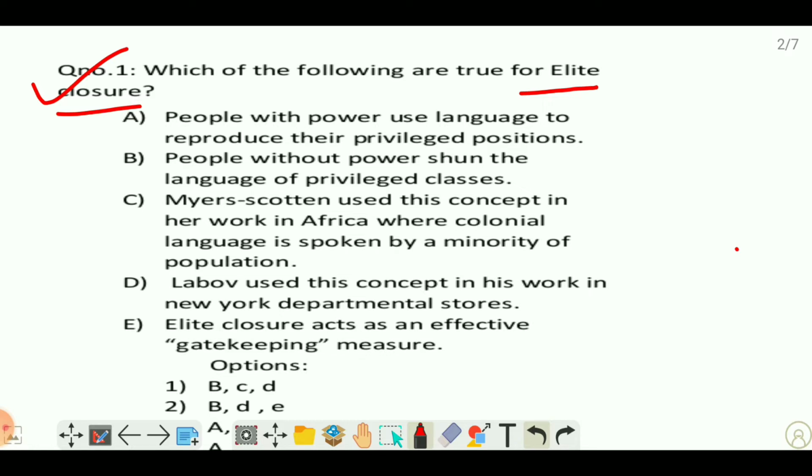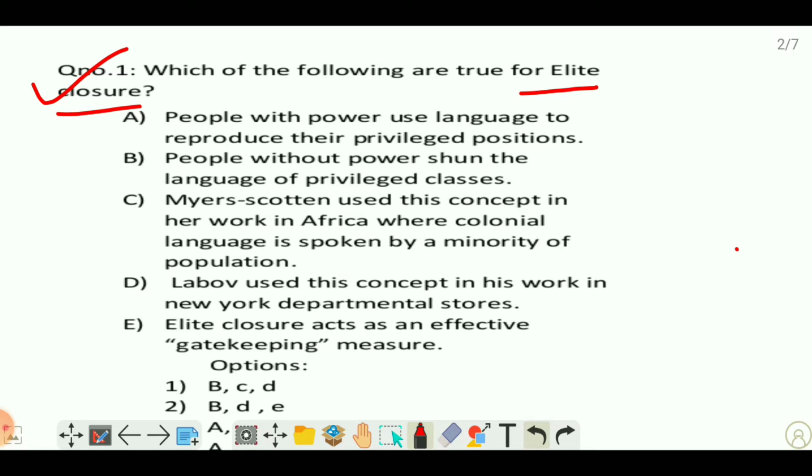The elite community does this just to control the socio-economic and linguistic scenario of their society, and they stop the non-elite groups from reaching the higher positions in their society. So coming back to the question, which of the following are true for elite closure?